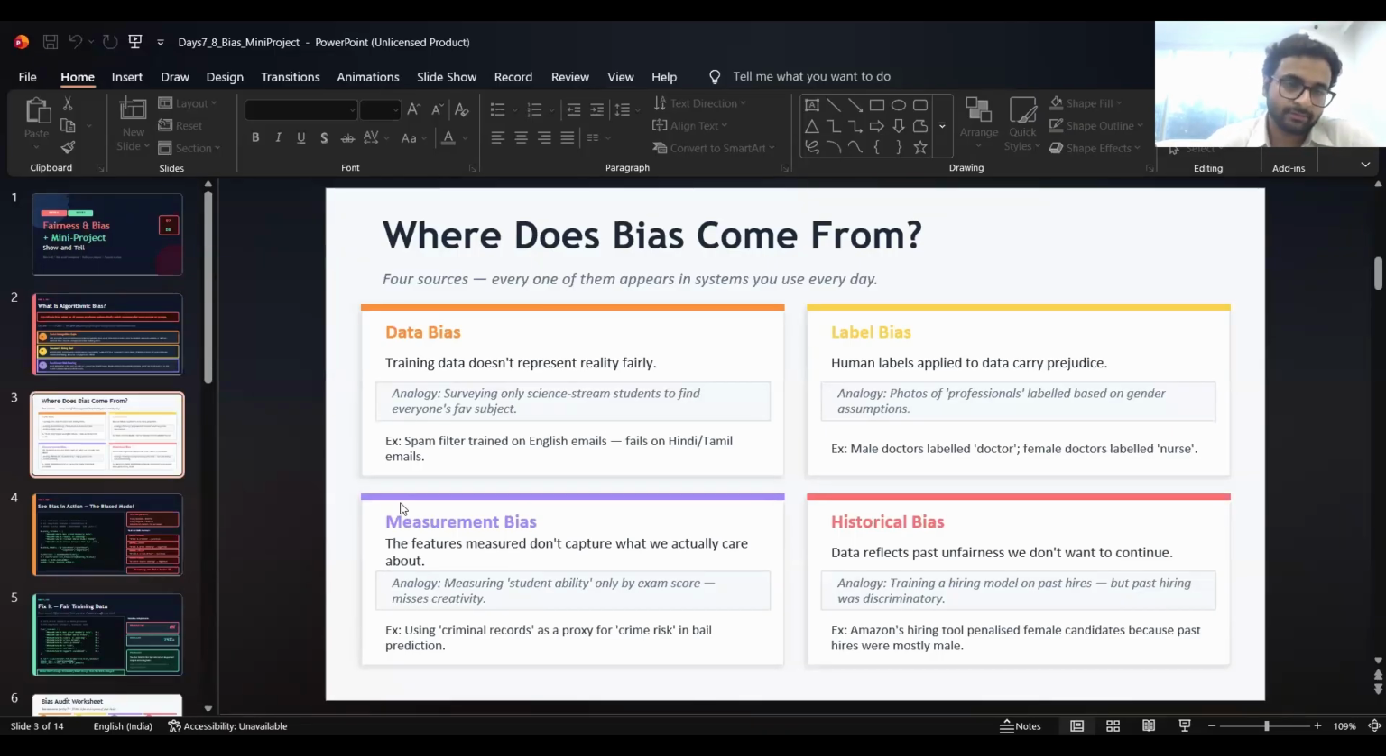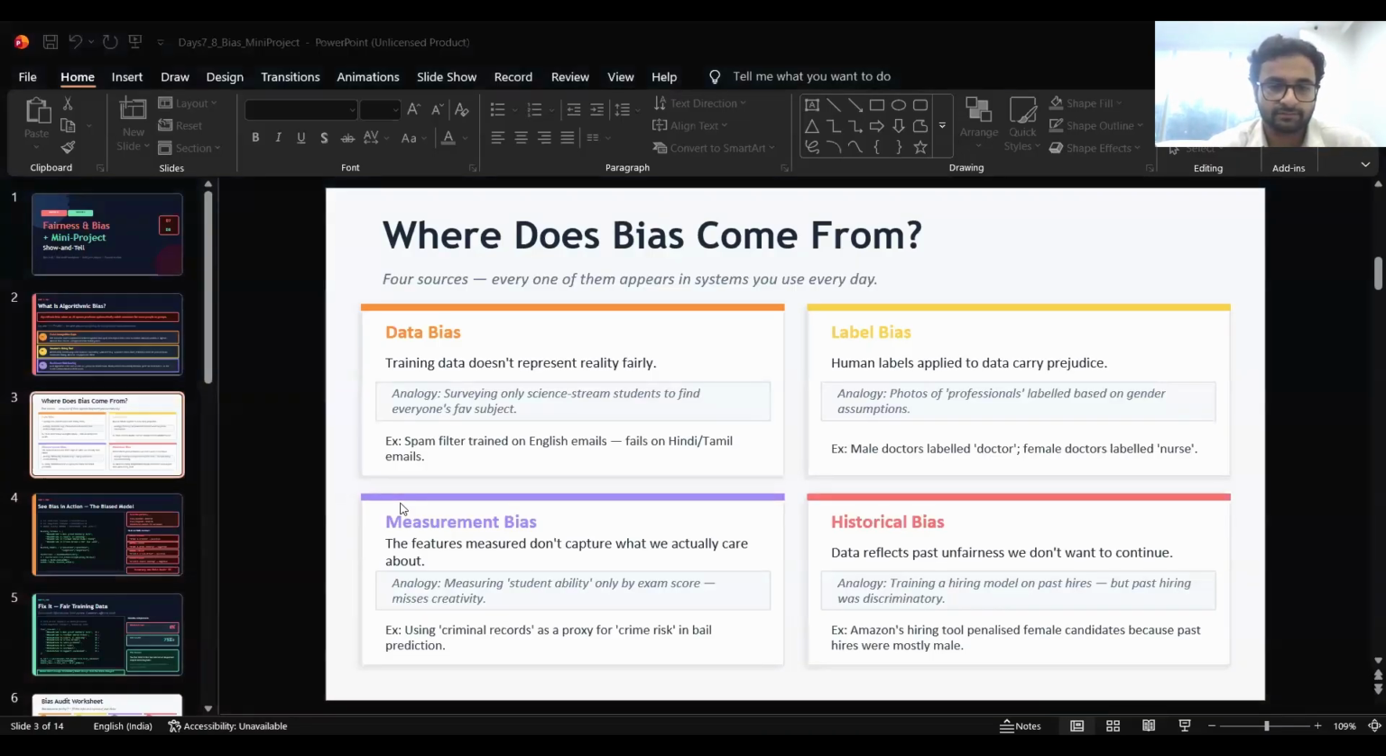Another type of bias is measurement bias. The features measured don't capture what we exactly care about. So, for example, let me think of an example for this. The example mentioned here is measuring a student's ability by only their exam score. Okay, yeah. So a very simple example.